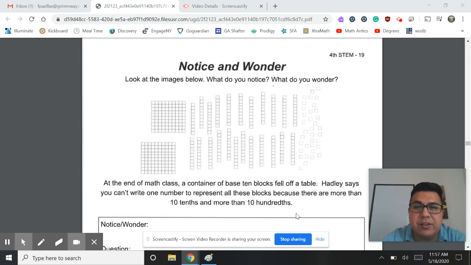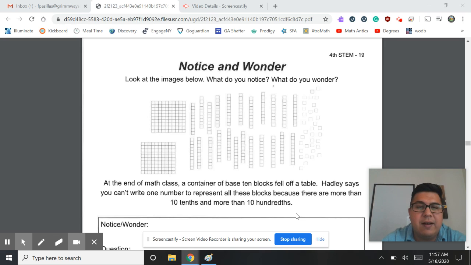In your packet, you're going to have this notice and wonder. You should be looking at the image and asking yourself, what do you notice? What do you wonder? I'm noticing there are some base blocks. I see hundreds, I see tens, I see ones. And then I'm going to read what it says from here.